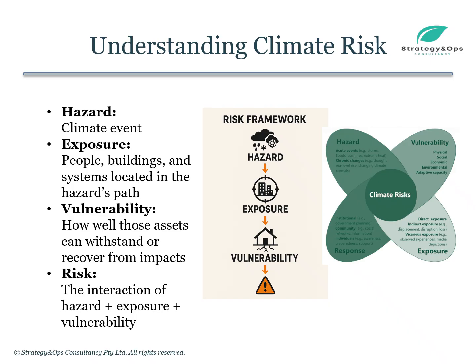Climate risk comes from 3 things working together: the hazard, the exposure, and the vulnerability. The hazard is the event itself, like a flood, wildfire, or storm. Exposure is what sits in the path of that event: people, buildings, equipment, or infrastructure. Vulnerability is how well those things can withstand the impact or recover afterward.